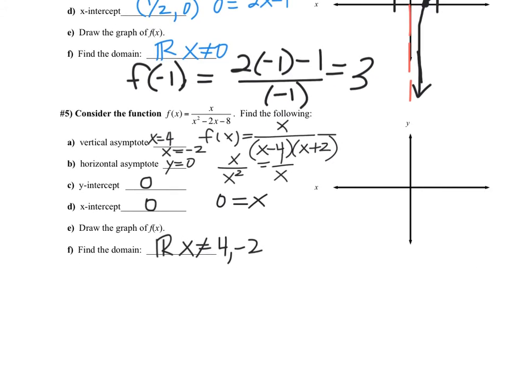Yes. Is the domain always not going to equal whatever the vertical asymptotes are? Or the holes in the graph. Or the holes. Yep. Whatever the zeros of the denominator are, that would be the domain.